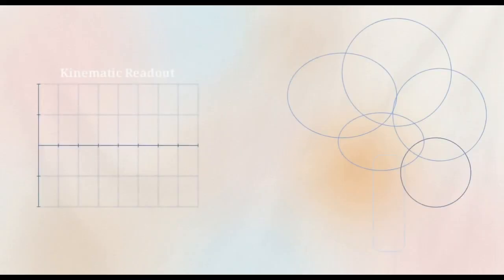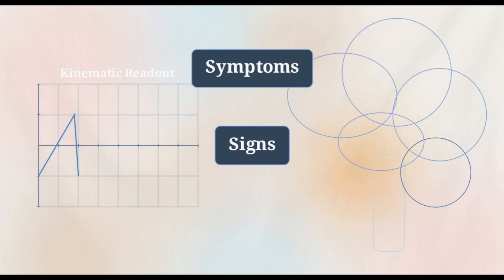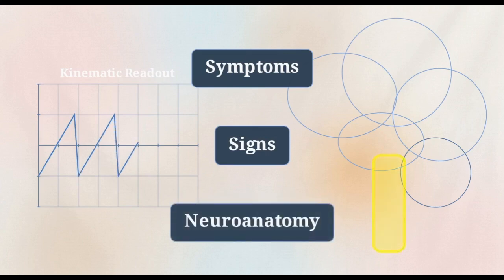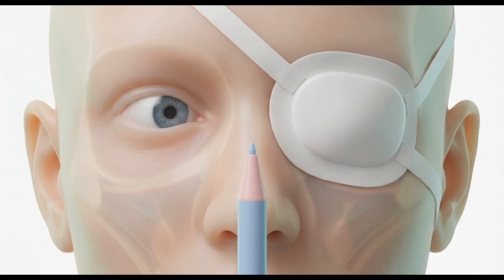This diagram maps the evaluation into 3 specific nodes: the patient's presenting symptoms, the physical signs on examination, and the neuroanatomical failures driving the movement. To categorize these movements, the examiner must observe the eyes in their primary forward position and in lateral gaze, while also testing the effects of convergence and monocular occlusion.